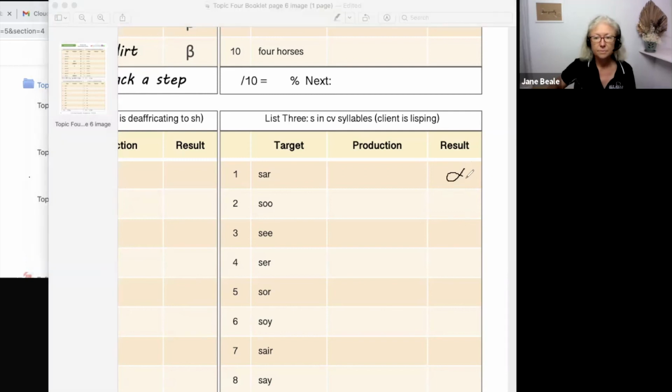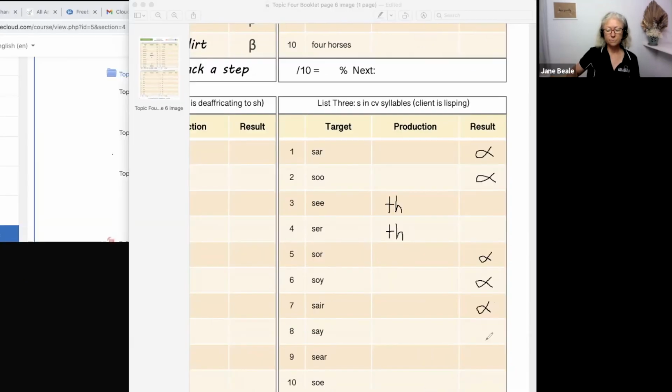1. sa, sa. 2, su, su. 3, fee, fee. 4, fur, fur. 5, saw, saw. 6, soy, soy. 7, sare, sare. 8, fay, fay. 9, seer, seer. 10, foe, foe.